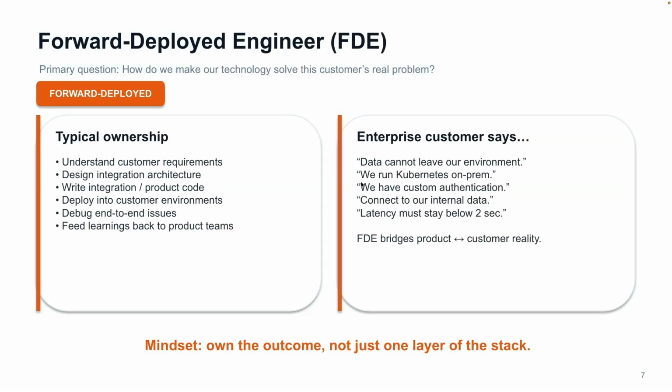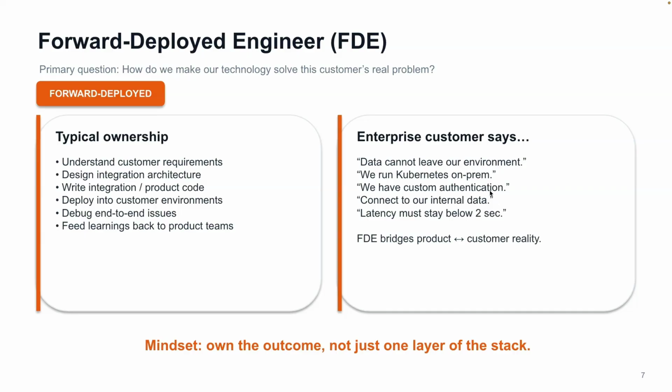Now let's look at the next field, which is the forward deployed engineer. Their focus is: how do we make our technology solve this customer problem? This one is quite different from the other fields. So imagine your company has built an AI platform and a large bank wants to use it. But the bank has their own requirements. Like the requirement may be that the data cannot leave their environment. They have a Kubernetes deployment on premise.